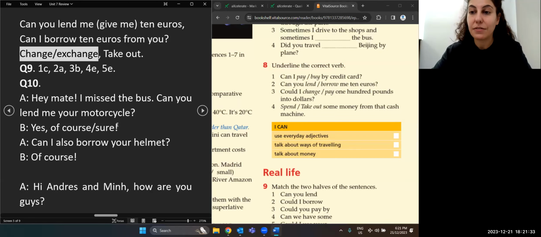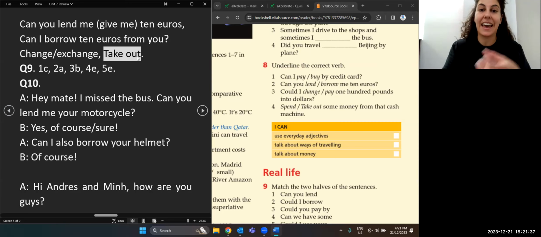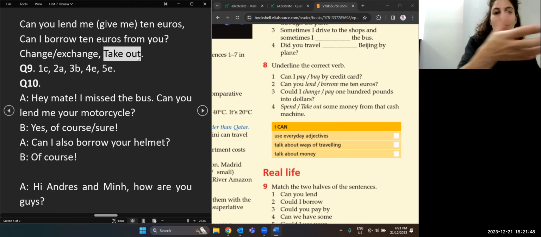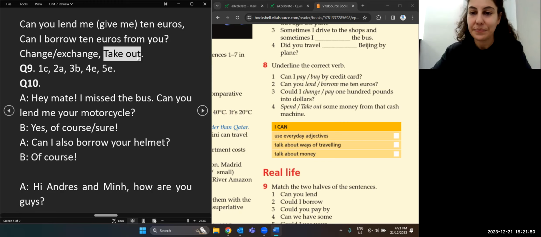Something, some money from the cash machine? From a cash machine, we take out. It's like taking out the rubbish. Can you take out the rubbish? Can you take out the dog for a walk? It means you take something and you take it somewhere else.